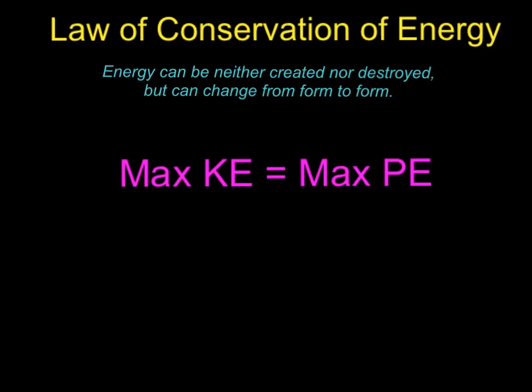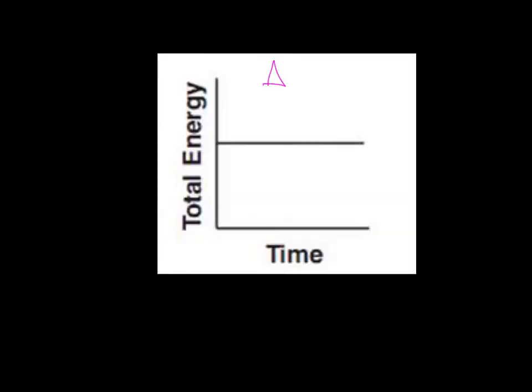The law of conservation of energy says energy can neither be created nor destroyed, but can change from form to form, meaning potential energy and kinetic energy can convert back and forth in a system. Because the change in kinetic energy is equal to the change in potential energy, the graph of total energy over time would look like this, because as you can see, there is no overall change. They just convert back and forth so that the total amount stays equal.